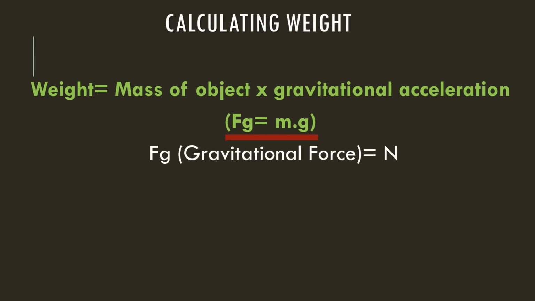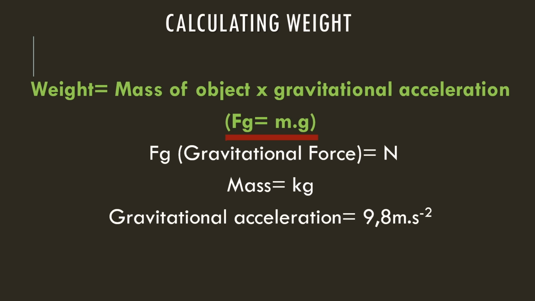Fg represents gravitational force, and the unit in which we measure it is newtons. Mass is the small letter m from our formula, and the unit that we measure mass in is kilograms. And gravitational acceleration is the small letter g from our formula, and it is a constant value of 9.8 meters per second.